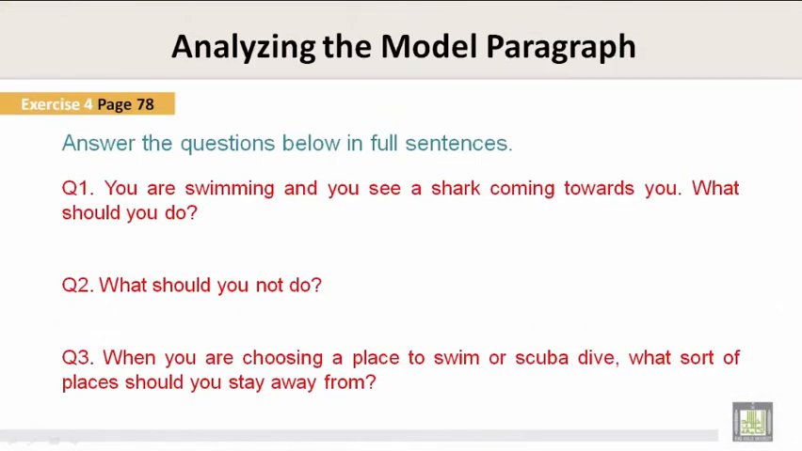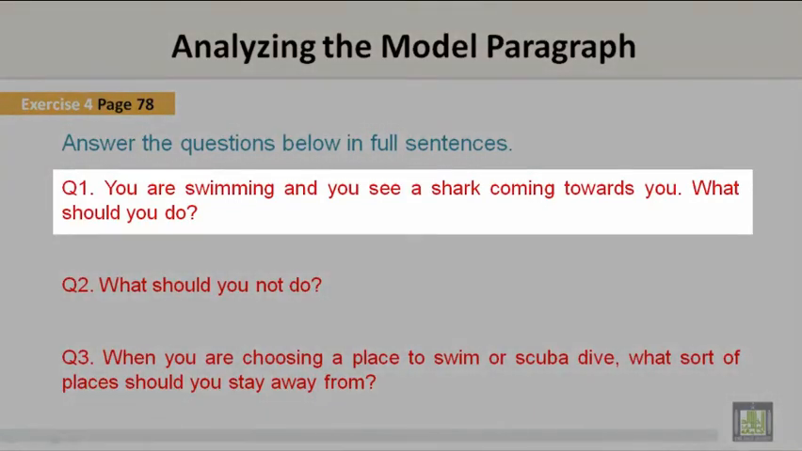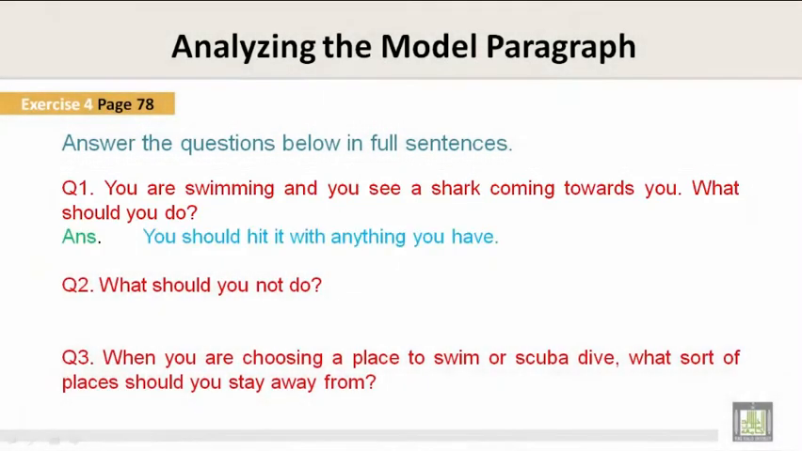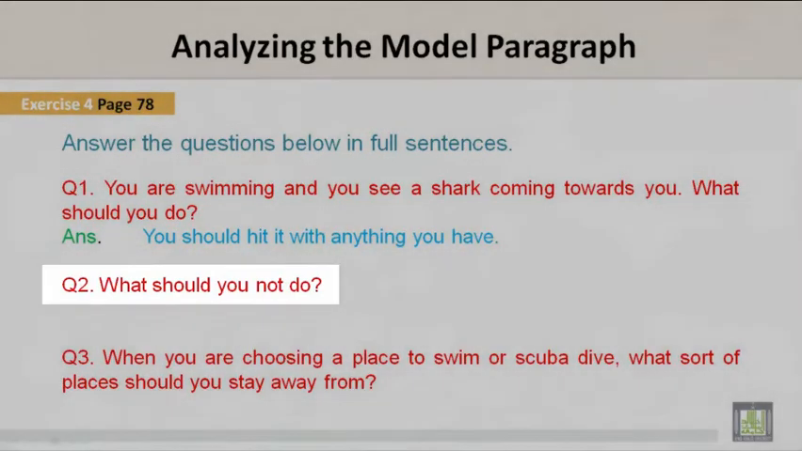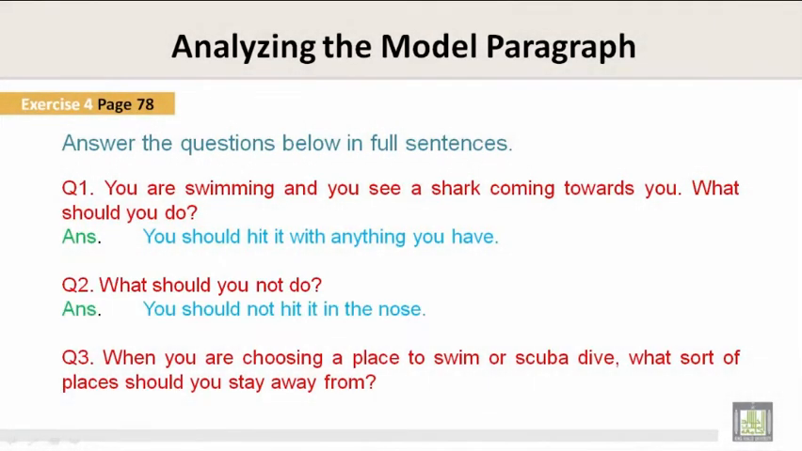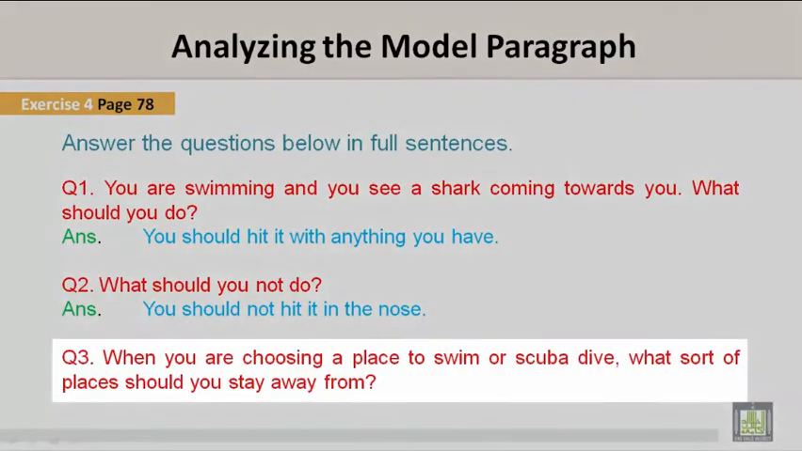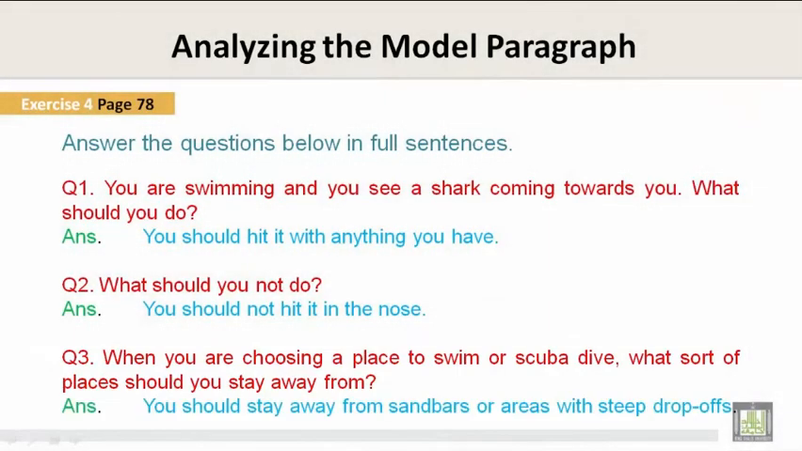Exercise 4, page 78. Answer the questions below in full sentences. Question 1. You are swimming and you see a shark coming towards you. What should you do? You should hit it with anything you have. Question 2. What should you not do? You should not hit it in the nose. Question 3. When you are choosing a place to swim or scuba dive, what sort of places should you stay away from? You should stay away from sandbars or areas with steep drop-offs.